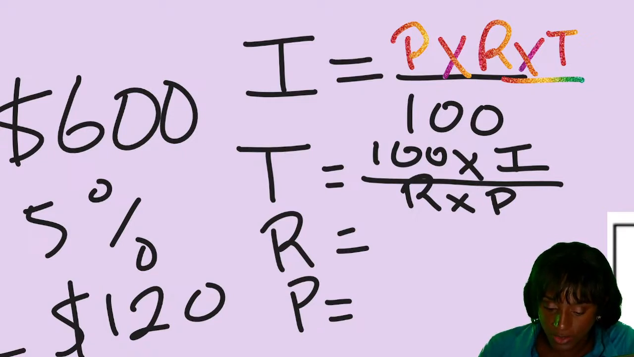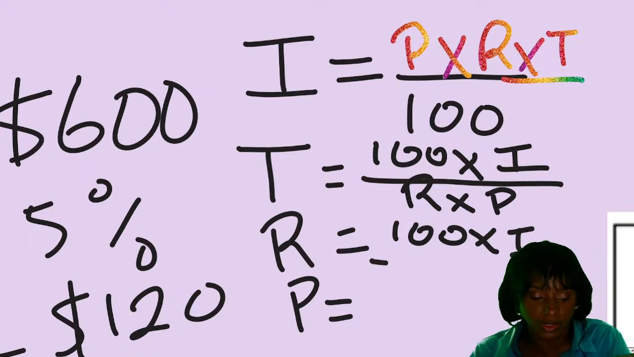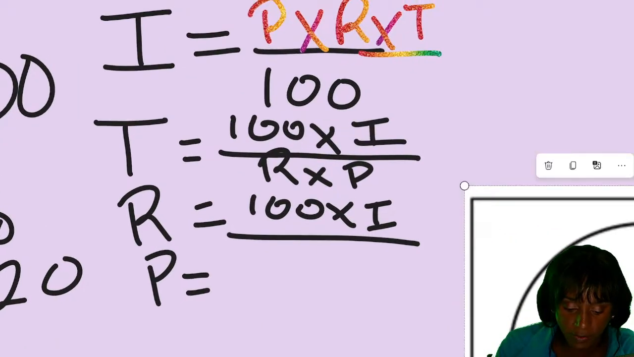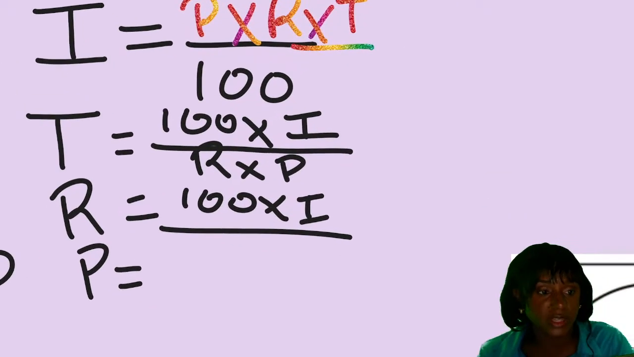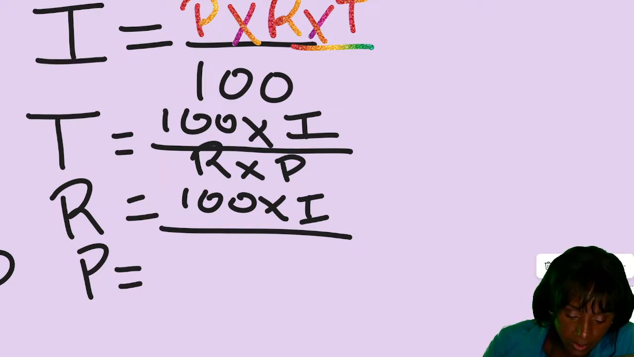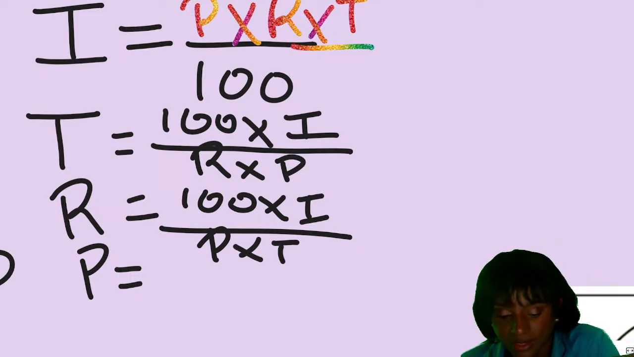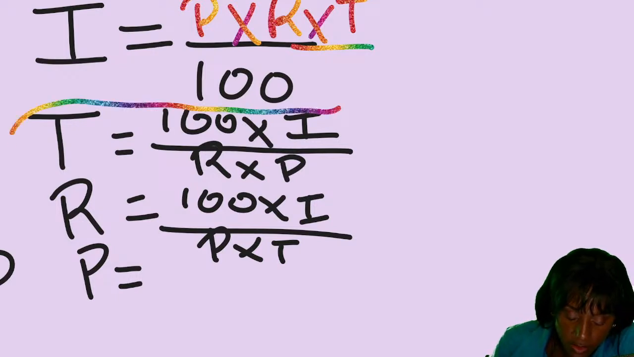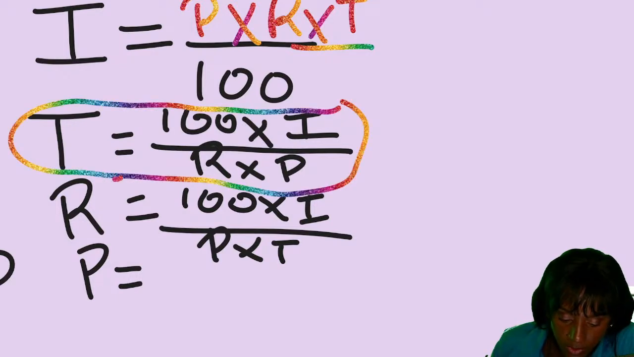So for rate, what is the formula? Again, the numerator is the same, 100 multiplied by I. What are we missing for us to get our denominator here? What would be the denominator for this formula for rate? The numerator is 100 times I. We are missing principal and we are missing time. So the denominator will be principal multiplied by time. Let me circle this here so we don't get confused.